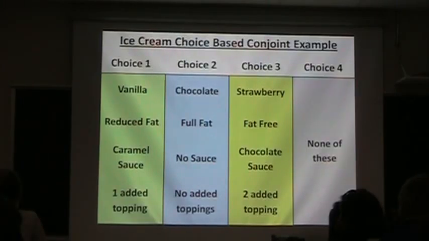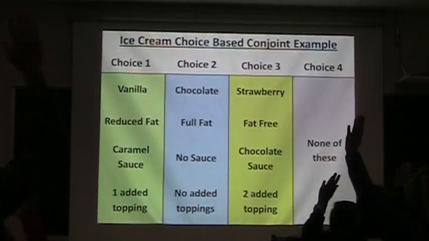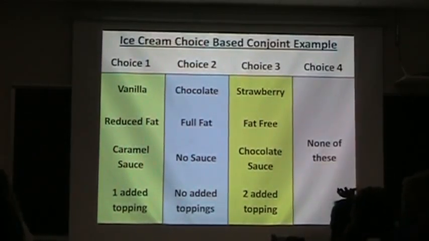Now let me get a show of hands. How many chose number 1? And number 2? And number 3? And how many didn't like any of them?